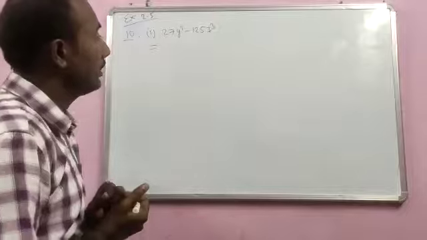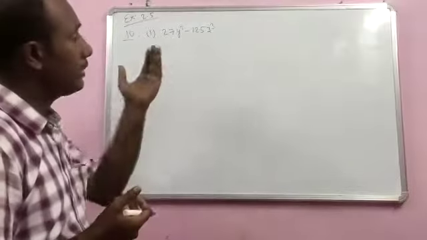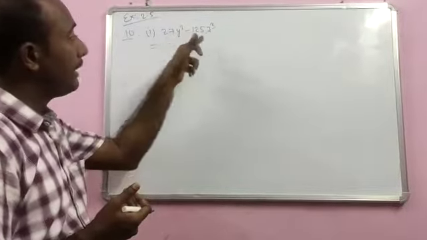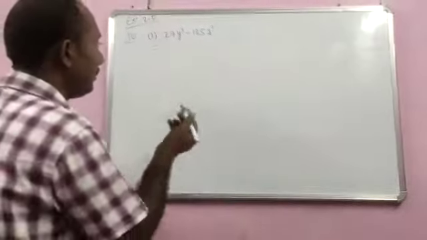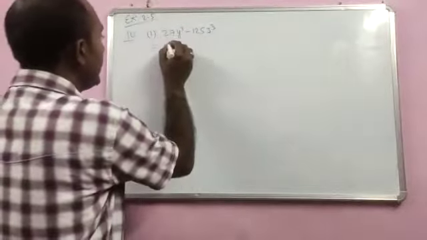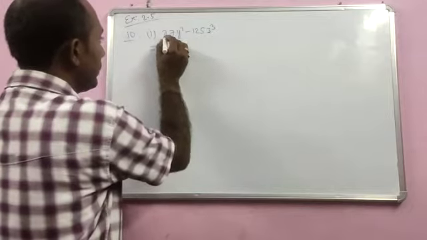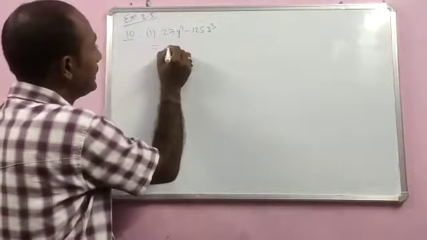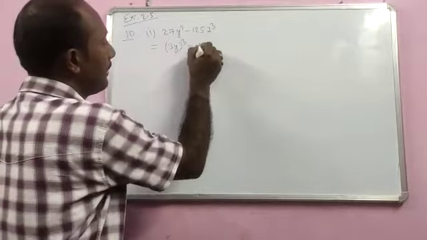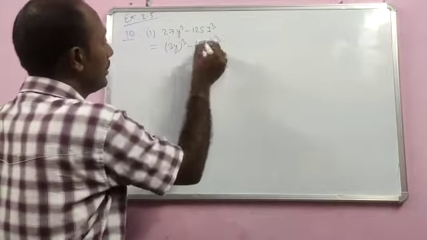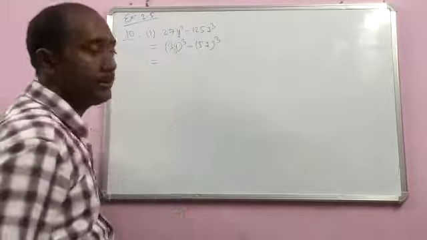This particular question, first you have to convert it into a cube minus b cube form to start the factorization part. And how to convert? 27y cube can be written as 3y whole cube, and 125z cube can be written as 5z whole cube. Now this is in the form of a cube minus b cube.